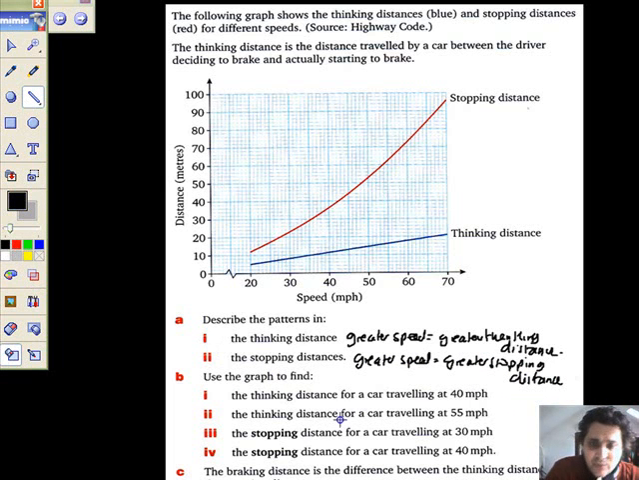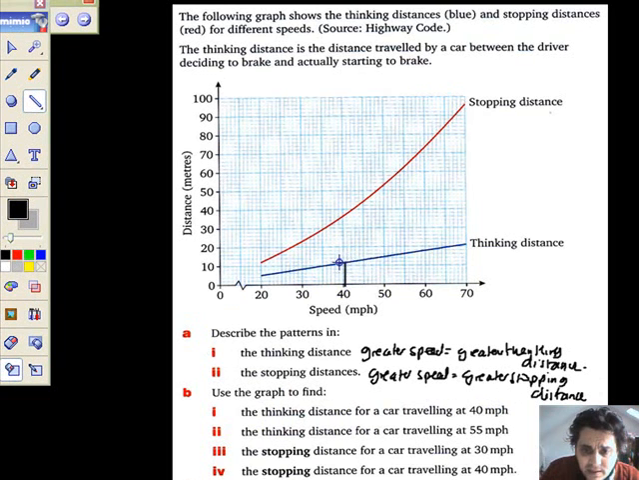Let's work in black, neutral colour. Right, the thinking distance for a car travelling at 40 miles per hour. So 40 miles per hour, we're there, hit it, and turn left. It looks like roughly 10 meters, doesn't it? So the thinking distance, if you're going at 40 miles per hour, is 10 meters. So let's just go 10 meters there.